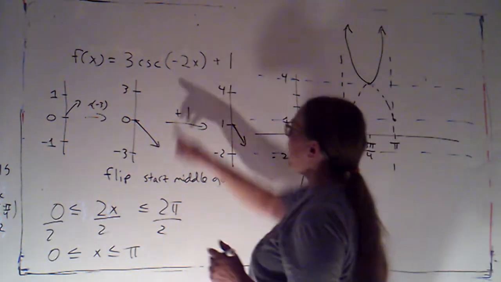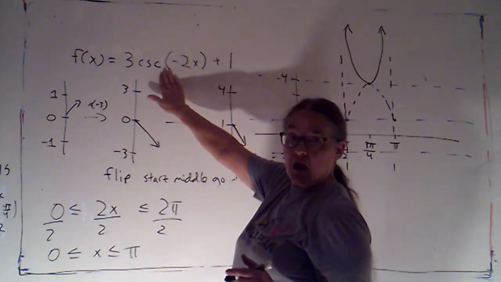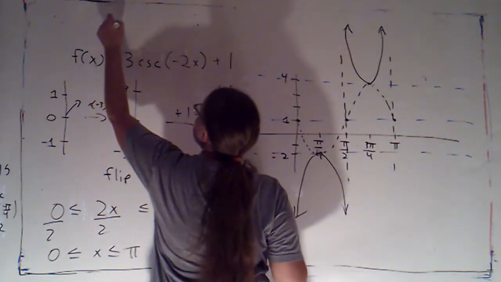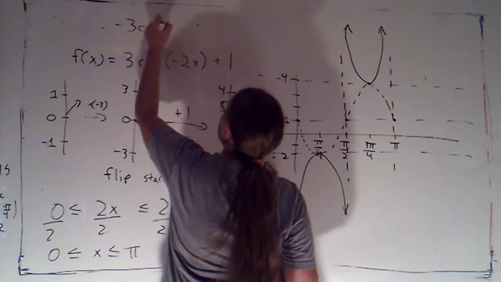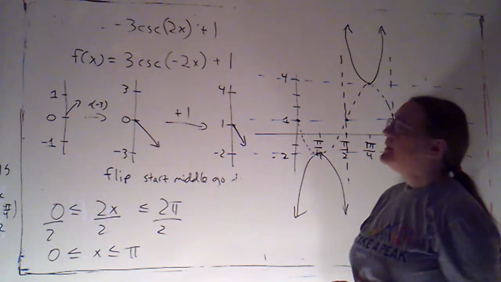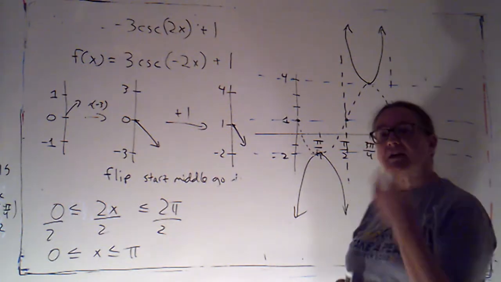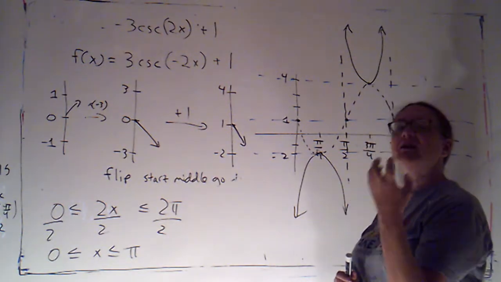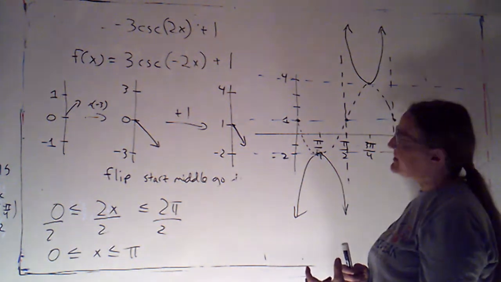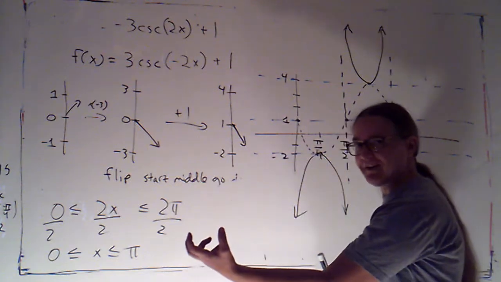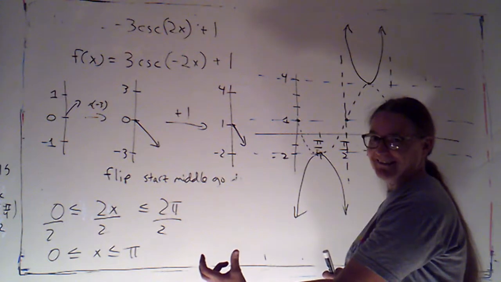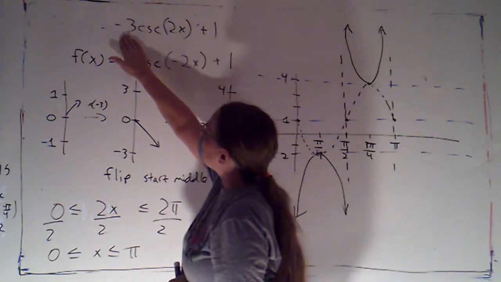But I'm essentially doing the same vertical transformations here. Now, with the sine, I used the fact that sine was odd to put that negative on the outside. Can we do that here? Can we say this is -3 cosecant of 2x plus 1? The answer is yes, we can. Because if sine is odd, its reciprocal will also be odd. Because if the opposite input to sine gives me the opposite output, the opposite input to cosecant will give me the reciprocal of the opposite. So I can do that as well.